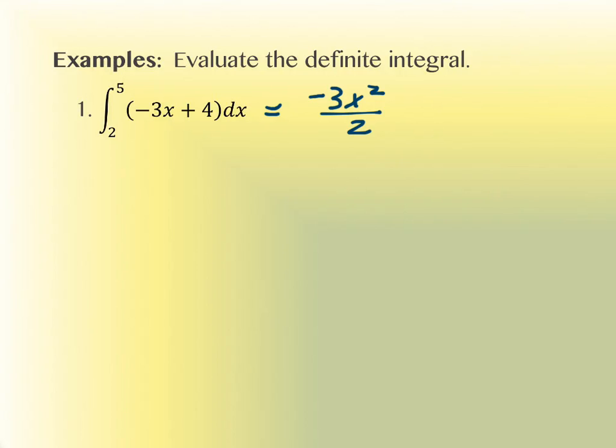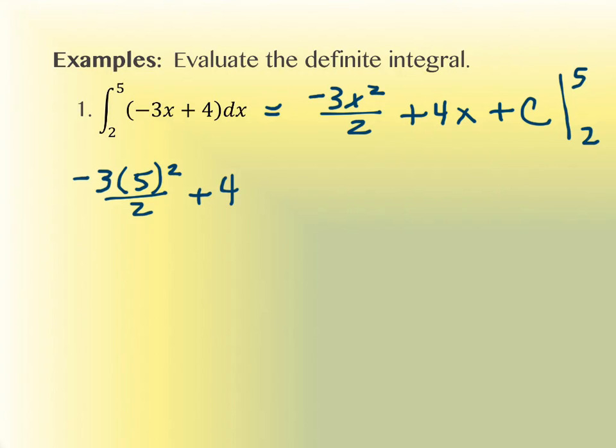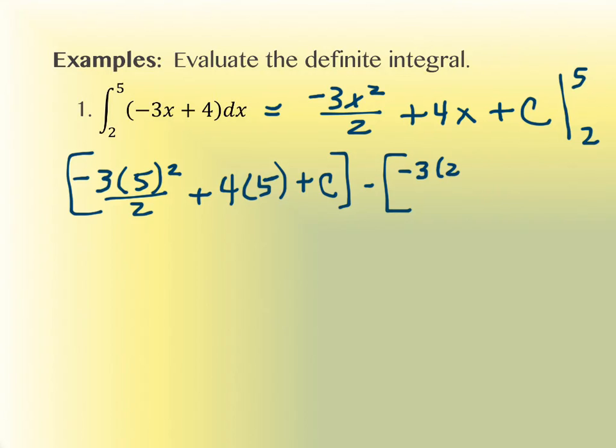Negative 3x squared over 2, plus 4x, plus c. And then we would do plus c, okay? So what we're going to do now is we're going to draw a vertical bar at the end of this, and we're going to put the upper limit at 5 and the lower limit 2. And we're going to evaluate this at the number 5. So you have negative 3 times 5 squared over 2 plus 4 times 5 plus the c. And then we're going to subtract evaluating this at the value 2. So negative 3 times 2 squared over 2 plus 4 times 2 plus c.